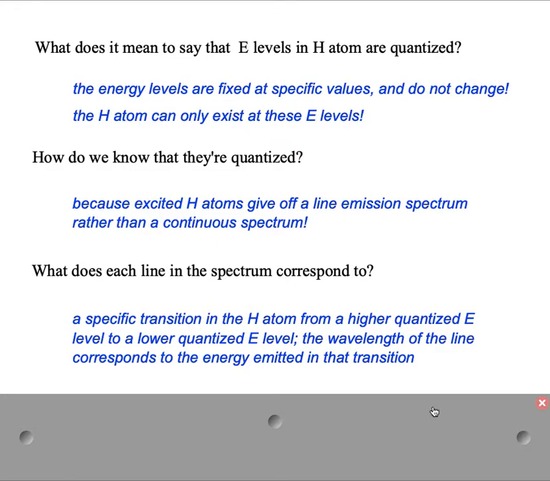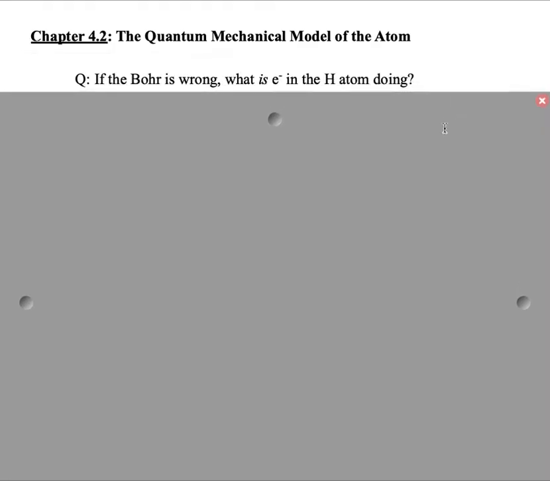We finished our last video with the Bohr model of the hydrogen atom. We talked about what aspect of it works, namely that it quantitatively predicted the wavelengths of light seen in the hydrogen emission spectrum, and we talked about what doesn't work, namely the physical interpretation of the electron moving in a circular orbit. So let's move on now to the quantum mechanical model of the atom. Well, first question is, if Bohr is wrong, what is the electron in the hydrogen atom doing?